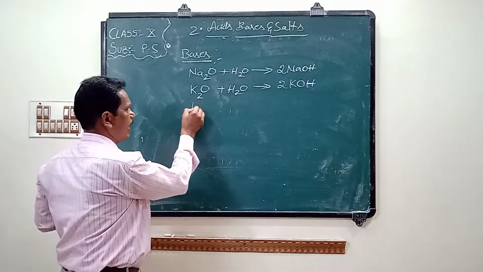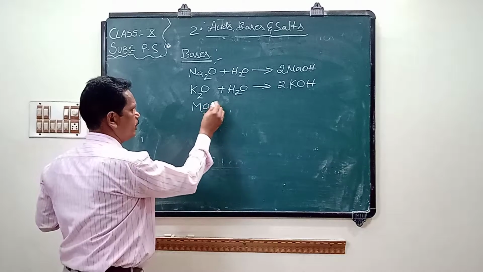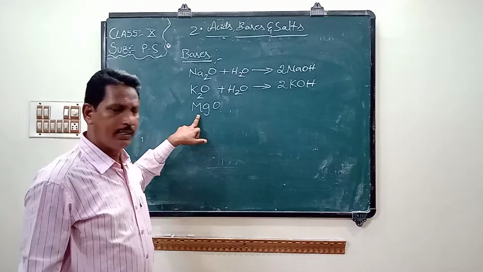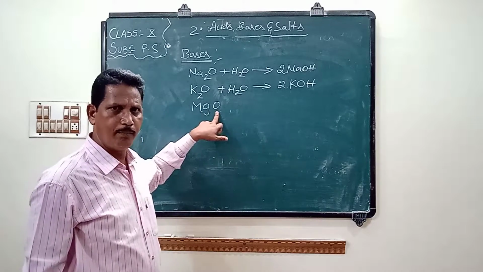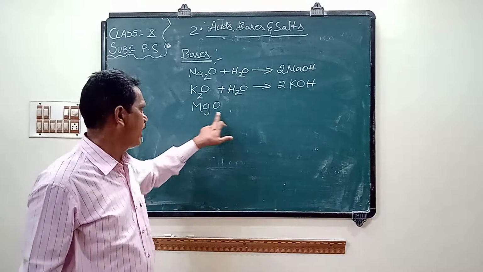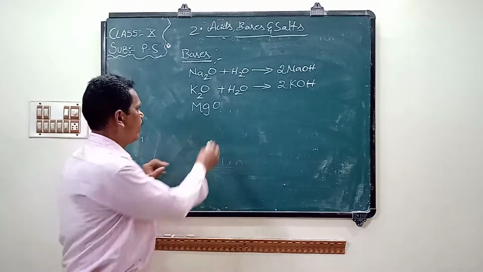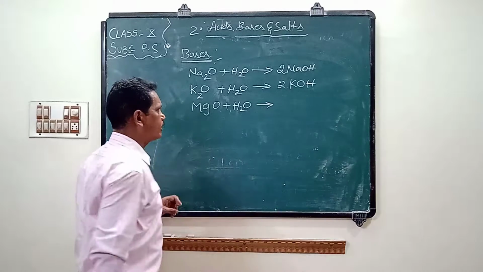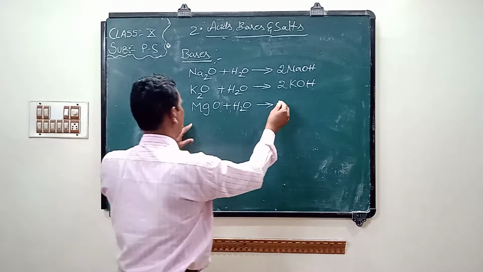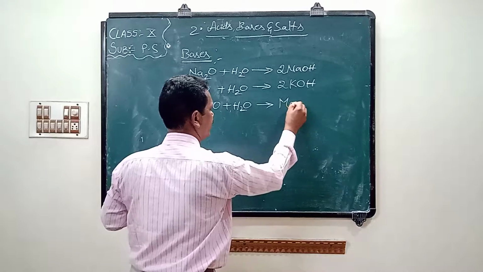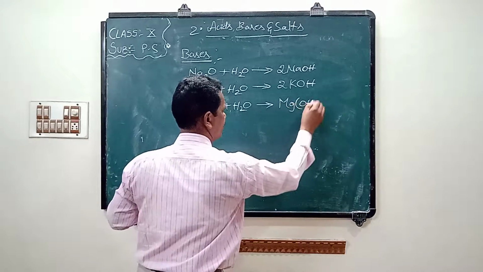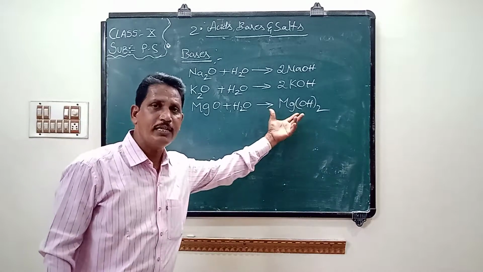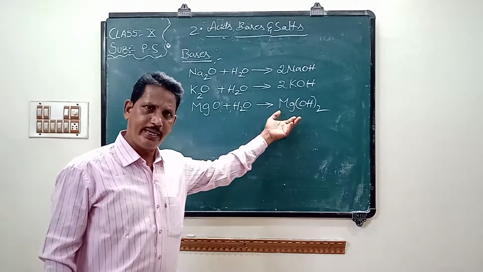Next one, MgO. Mg is the metal magnesium. It reacts with oxygen to form a metal oxide, magnesium oxide, MgO. This metal oxide dissolved in water forms Mg(OH)2. This is magnesium hydroxide.